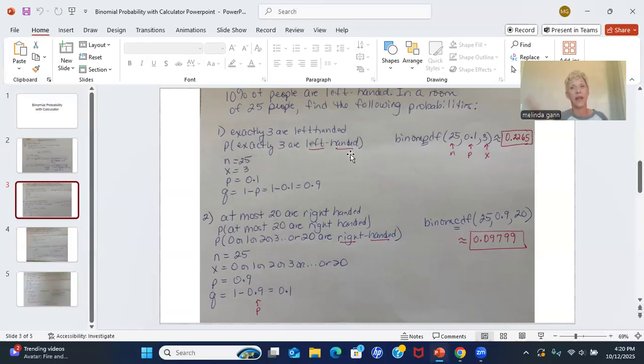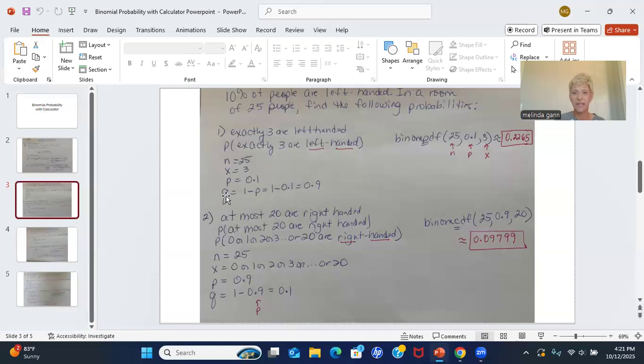Now, either you're left-handed or you're right-handed. The chance of being left-handed in this problem is always 10%. So I've got 2 categories, and for this whole problem, the chance of being left-handed is 10%. Think about it. If there's a 10% chance that you're left-handed, the rest, 90%, would be the chance that you're right-handed. So it's a binomial problem. So I had to write down N, X, P, and Q.